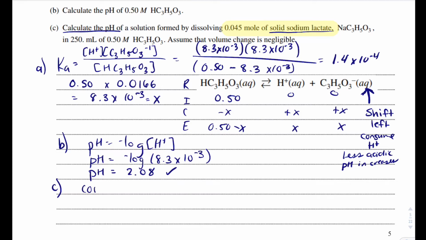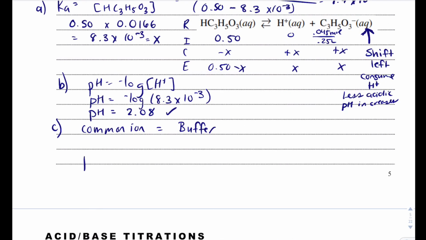This is a common ion problem, which is for acids and bases. That is a buffer. You can plug in 0.045 moles divided by 0.25 liters, and you can do it the rice table way, but I think to save some time, I'm going to use Henderson-Hasselbalch, and that is pH equals pKa plus the log of my common ion, which is my conjugate base, divided by just the acid concentration.